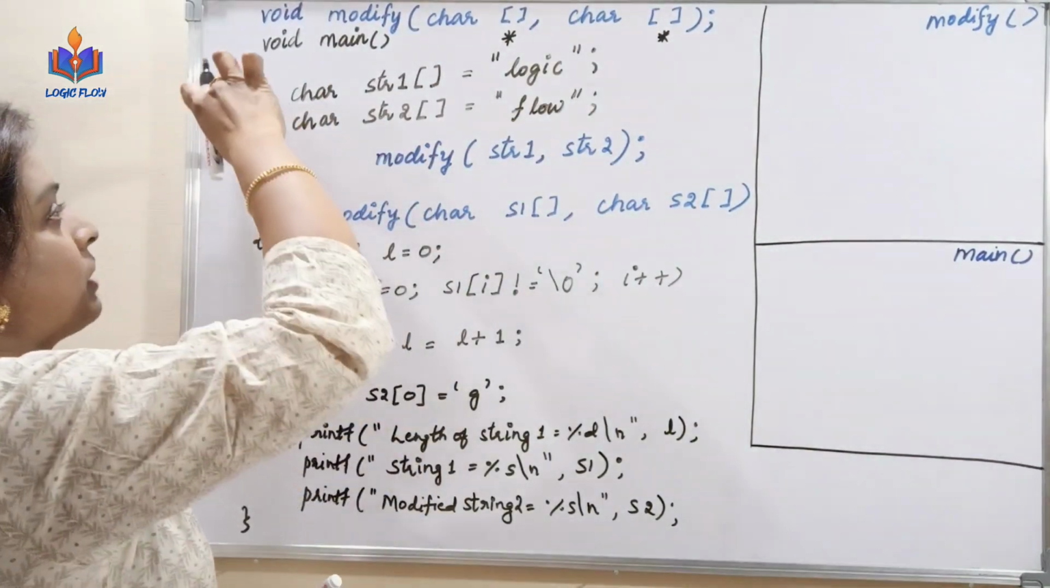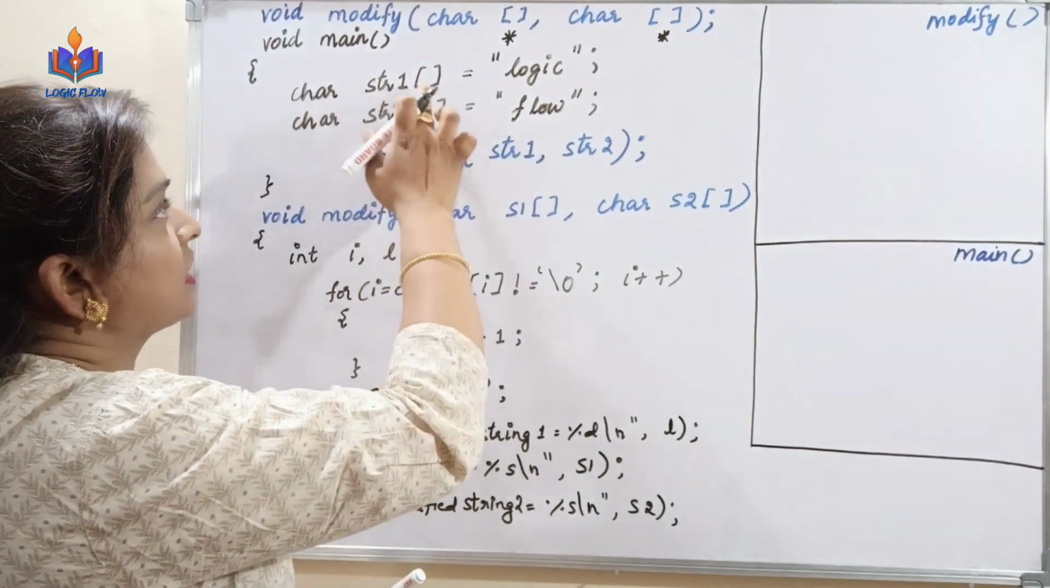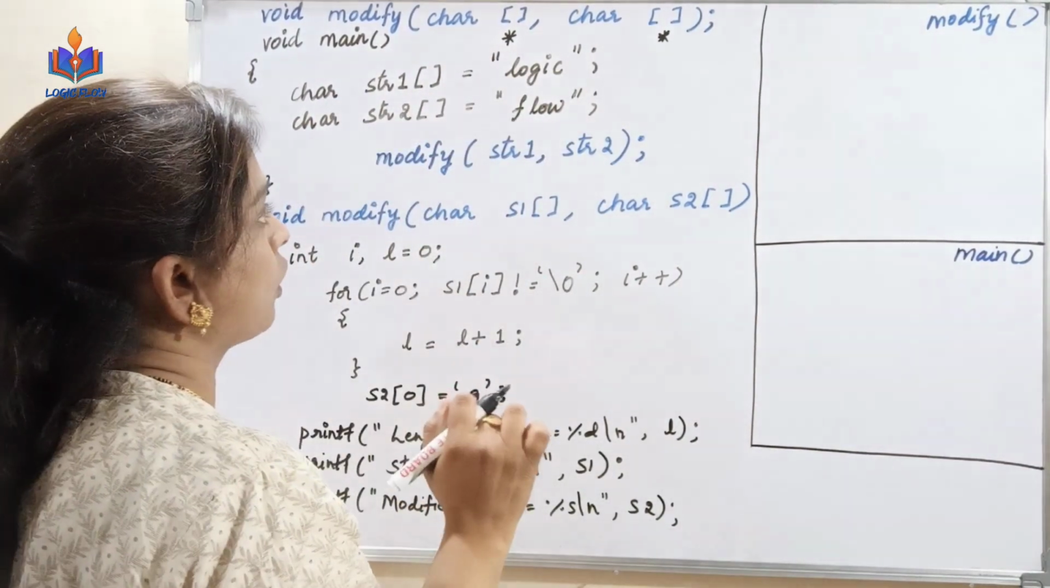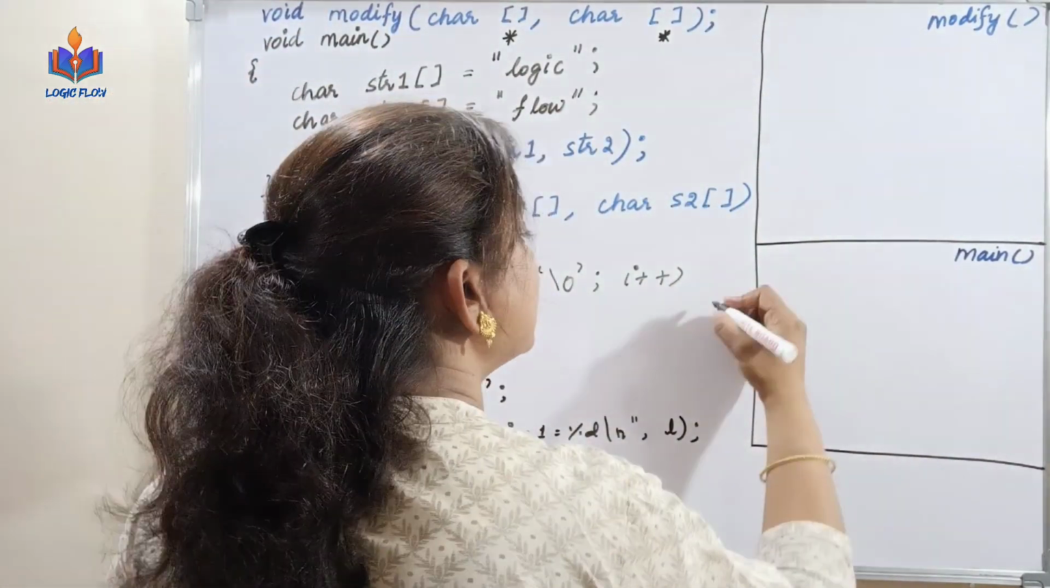In the main function we have two strings declared and initialized. I say char str1 equal to "logic". So here what happens in the main function? Here we have the stack memory.